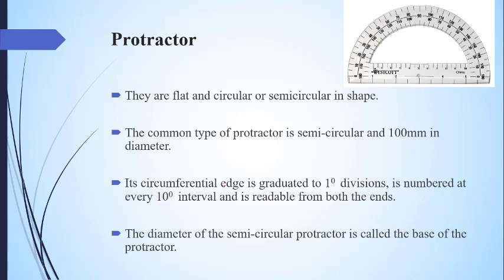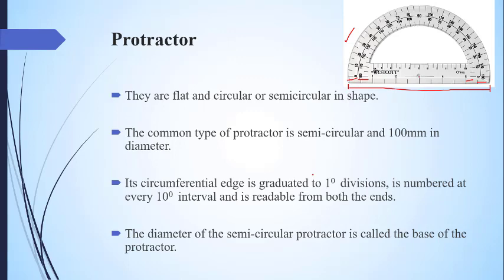Protractor. Protractors are flat and circular or semicircular in shape. You can see here that it is a semicircular protractor. It is calibrated from 0 to 180 from left to right, and from right to left also from 0 to 180. Whether you want to measure an angle from the left or from the right, you can use this protractor. The common type of protractor is semicircular and 100 millimeter in diameter, that is 10 centimeter.